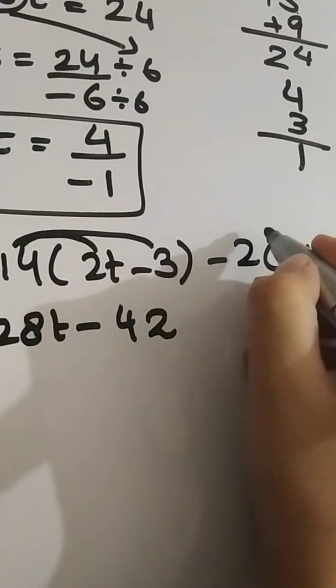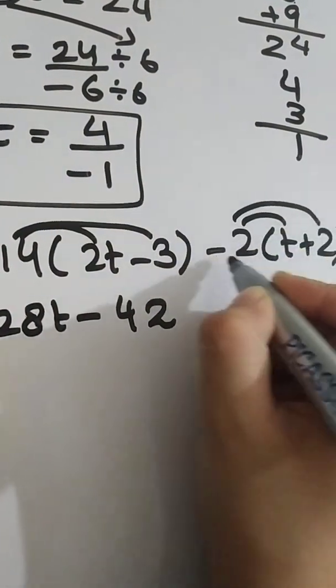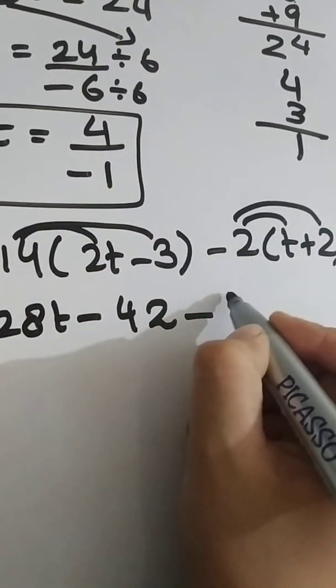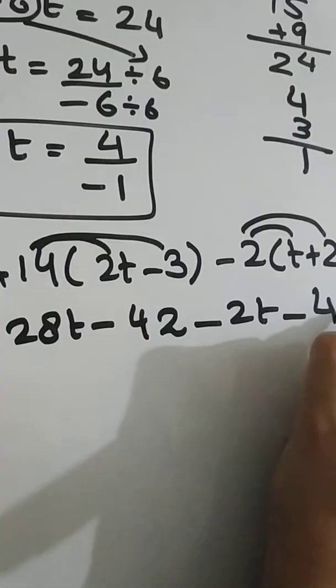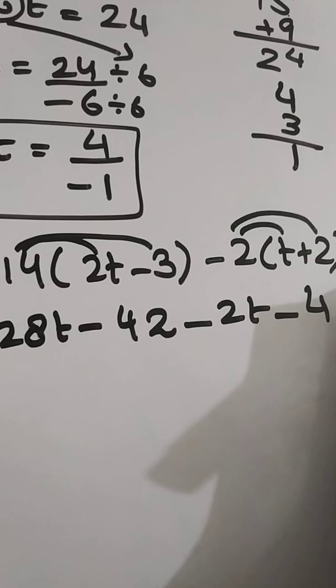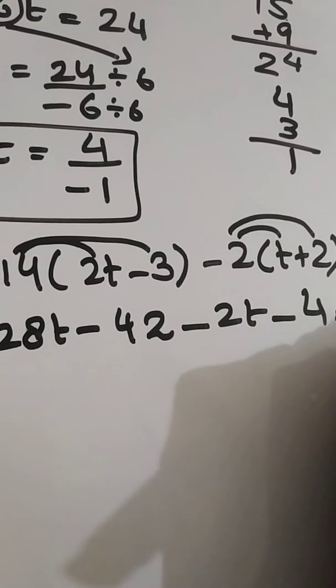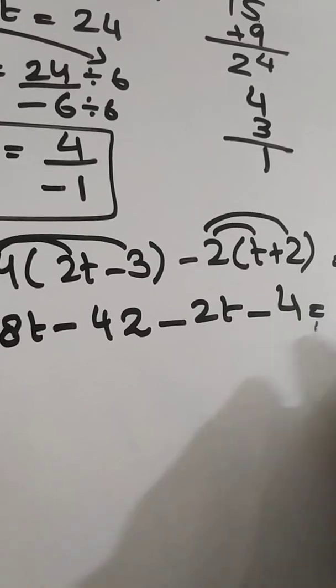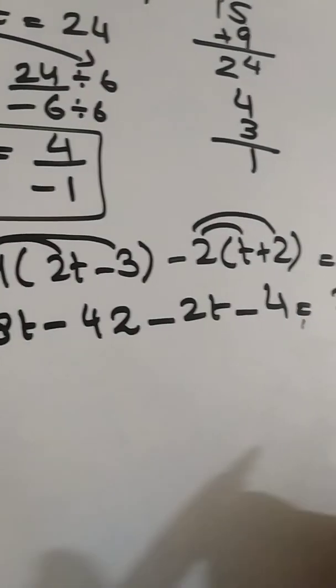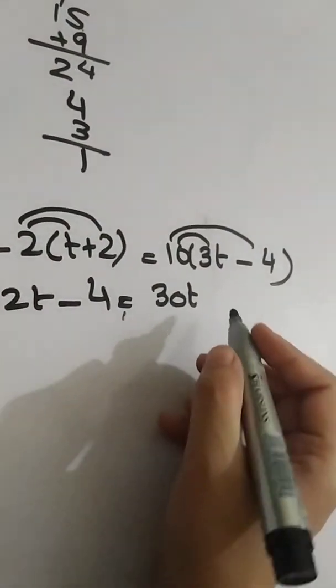Again multiply with these two terms: plus minus minus 2t, plus minus minus 2 twos are 4. Here multiply 10 with both terms. 10 threes are 30, so 30t, plus minus minus 40.